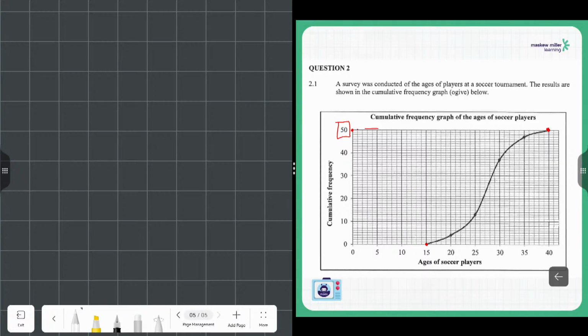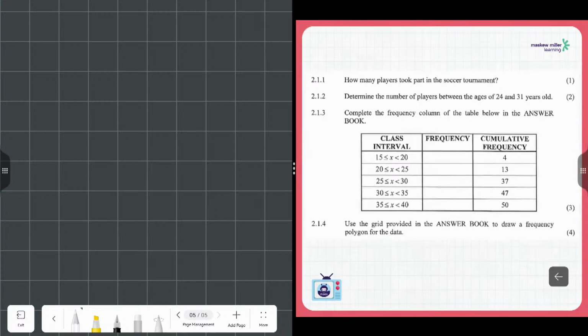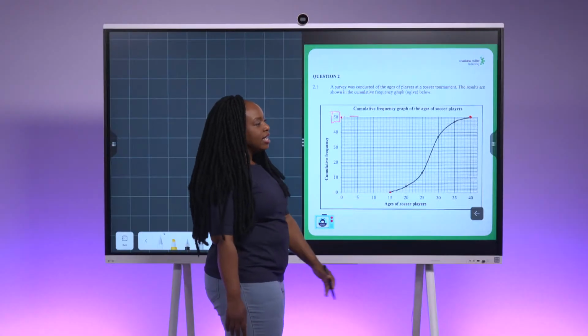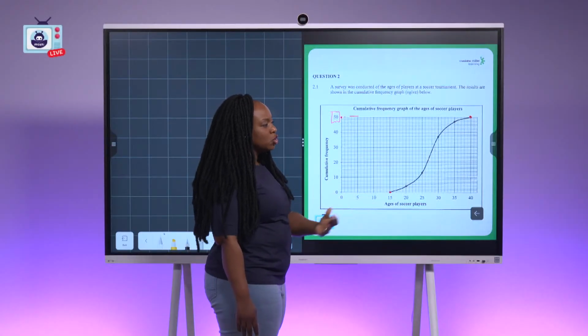I hope with that you have understood and we can move on. So look at this question, first one. How many players took part in the soccer tournament? I always tell my children, if you have an ogive or any other diagram and you have analyzed it properly, I guarantee you have already responded to the first question.